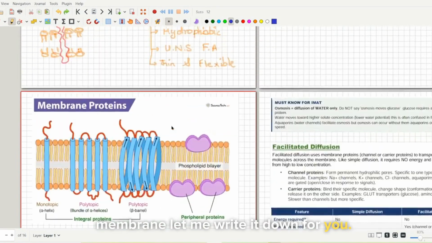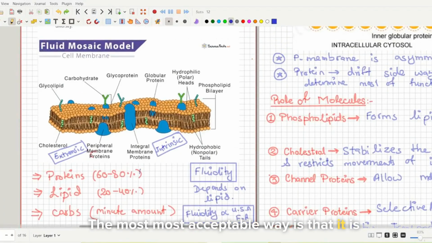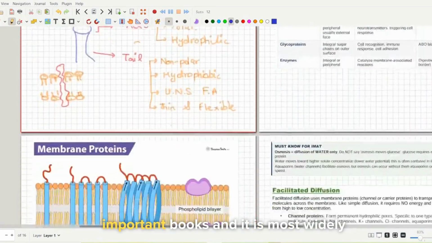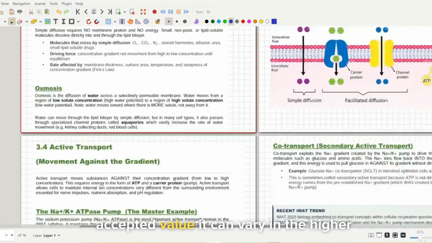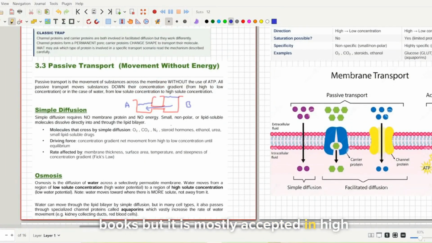Let me write it down for you. The most accepted value is 7 nanometer. That is the thickness of the cell membrane. That is in the most important books, and it is the most widely accepted value. It can vary in higher books, but it is mostly accepted in high school books. 7 nanometer is mostly accepted.